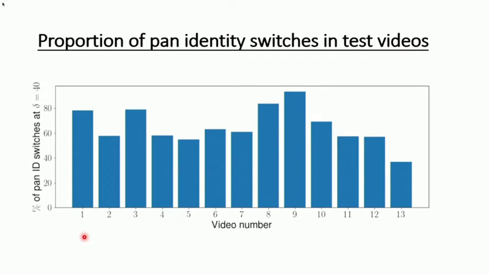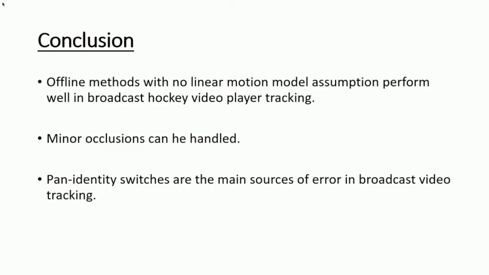Now we plot the proportion of pan identity switches in the test videos in this bar chart, and as we can see, video number 9 has more than 90% of identity switches as pan identity switches, and overall in all the videos we see that about 65% of identity switches are actually pan identity switches. So in conclusion, we see that offline methods with no linear motion model assumption perform well in broadcast hockey video tracking because they are able to handle minor occlusions pretty well. And the main culprit as far as hockey player tracking is concerned, as far as broadcast video is concerned, are pan identity switches. Thank you.